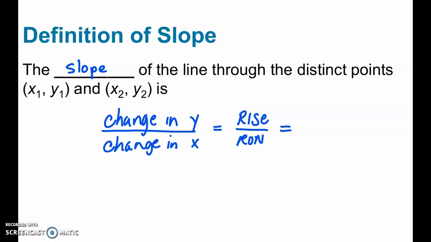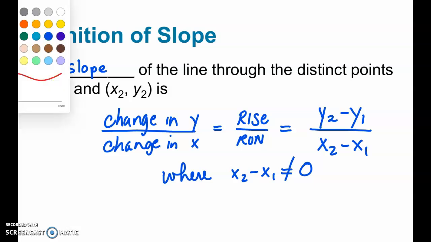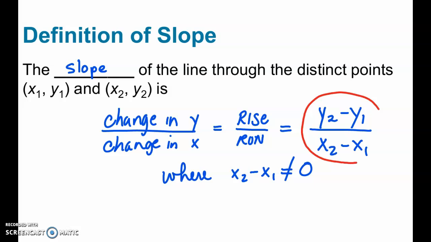The slope formula that you'll find on your formula sheet looks like this: y2 minus y1 over x2 minus x1, where the denominator, the difference in the x's, does not equal 0. So this is the formula for slope you will find on the formula sheet, and the slope is sometimes abbreviated m.